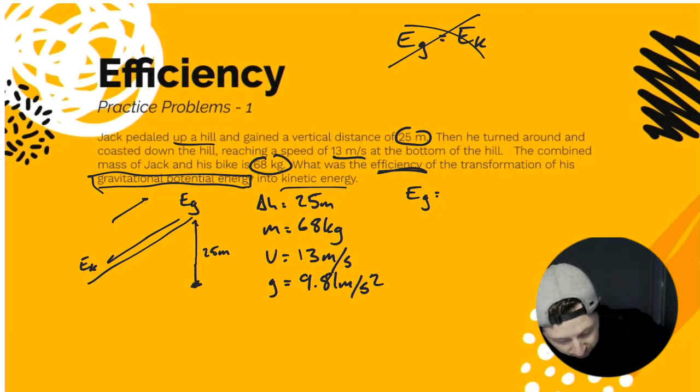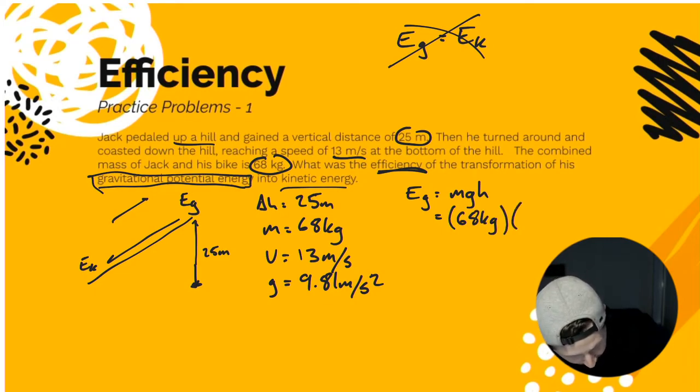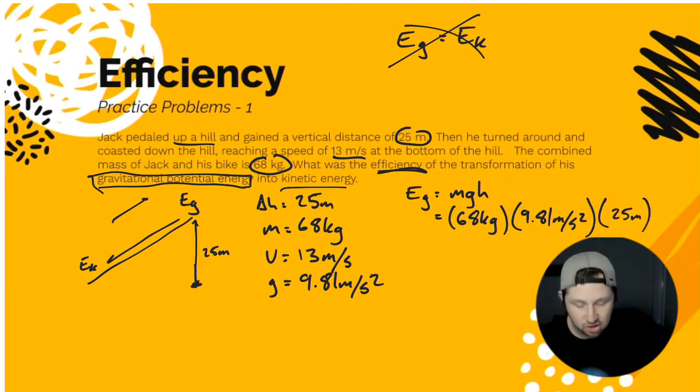We're going to calculate our gravitational potential energy first. So let's go gravitational potential energy. There's our formula. Our mass is 68 kilograms. Our acceleration due to gravity is 9.81 meters per second squared. And our height, our delta H, is 25 meters. So let me just pull up my calculator here.